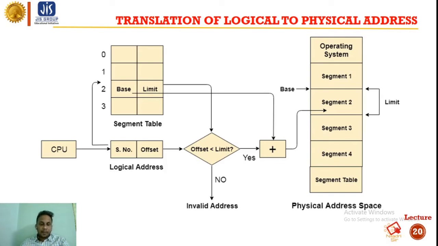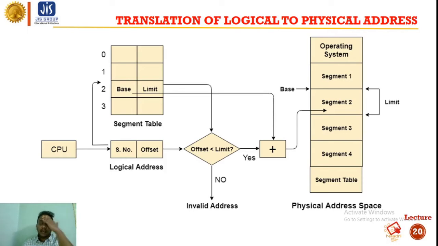The runtime mapping from virtual to physical address is done by the memory management unit, or MMU, which is a hardware device. The MMU uses the following mechanism to convert virtual addresses to physical addresses: the value in the base register is added to every address generated by a user process, which is treated as an offset, before it is sent to memory.